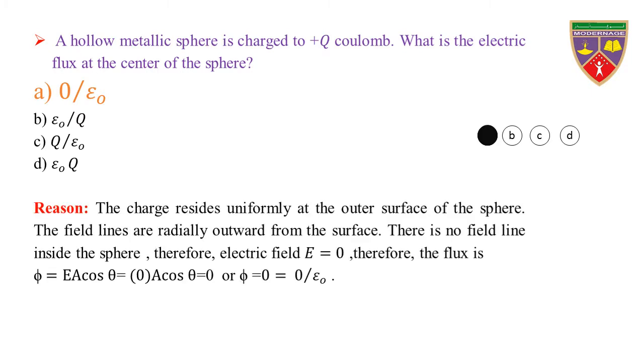Reason: the charge resides uniformly on the outer surface of the sphere. The field lines are radially outward from the surface. There is no field line inside the sphere. Therefore, electric field E is equal to 0. Therefore, the flux is phi is equal to E A cos theta is equal to 0 into A cos theta, which is equal to 0, or phi is equal to 0, which can be written as 0 divided by epsilon naught. Hence, the electric flux at the center of the sphere is 0 divided by epsilon naught.